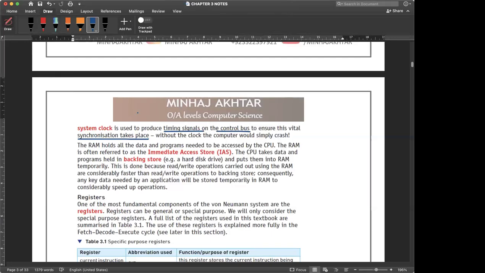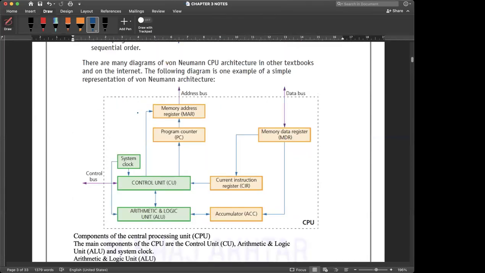Do you remember we have 3 types of buses: address bus, data bus, and control bus. So you see here, this is our control bus. You see the system clock is here. It is going to send the timing signals, and those timing signals are going to be sent with the help of the control bus.